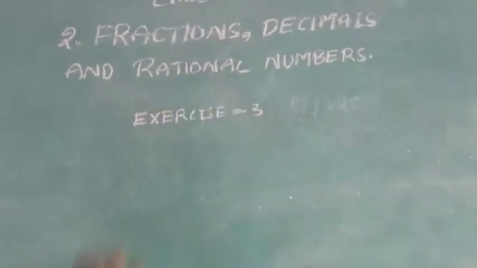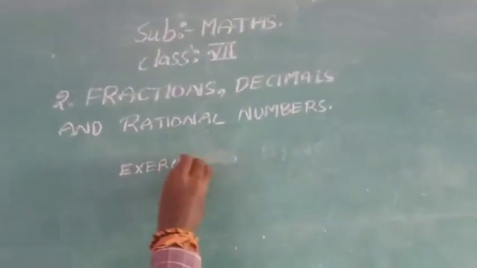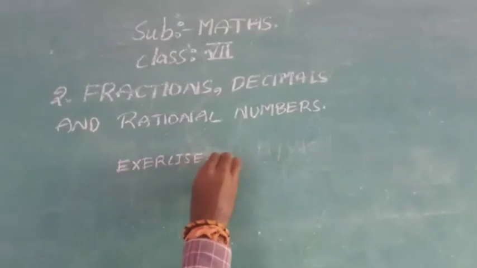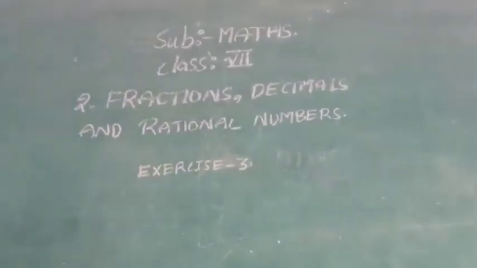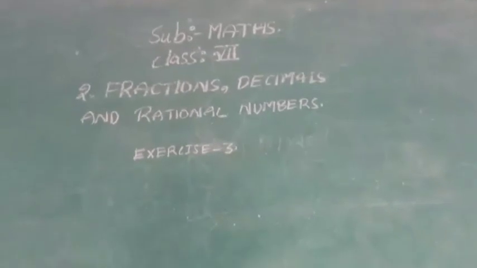Exercise 3. In that exercise 3, the first bit is completed. I gave one problem as homework to you. Now I am going to explain the second bit. What is the second bit?